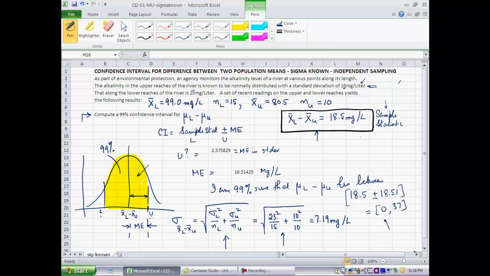But for our purposes here in this problem, let me just draw a line over here, just so we can read properly. The end result of this calculation is I'm 99% sure that mu L minus mu U, the difference in the average alkalinity level in the lower part of the river and the upper part of the river, lies between 0 and 37 milligrams per liter.